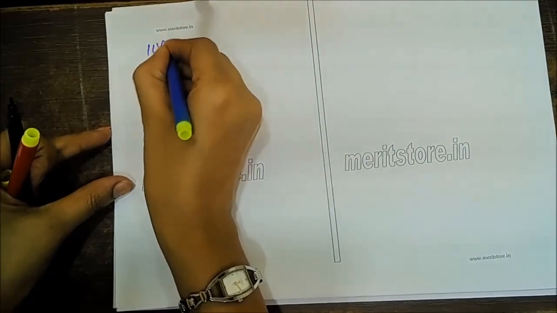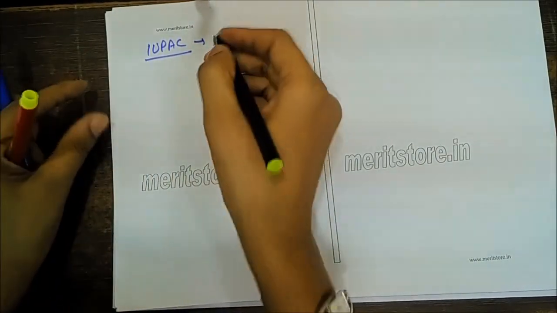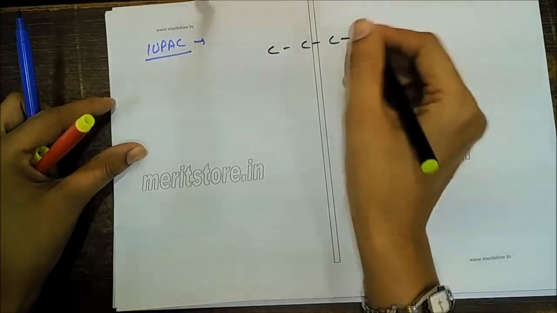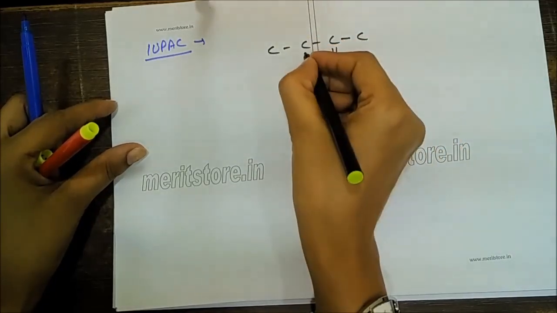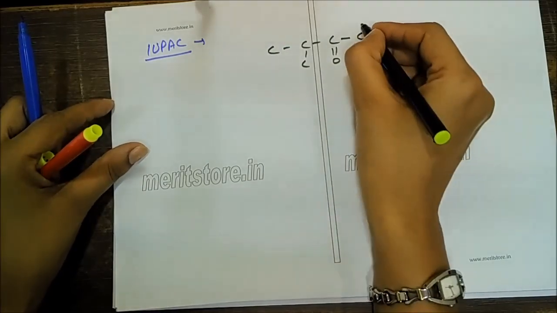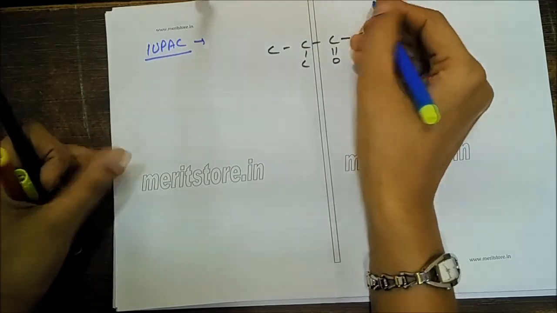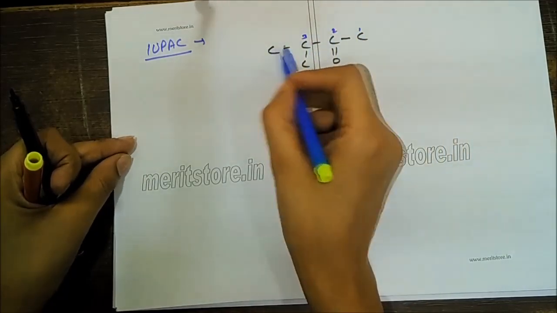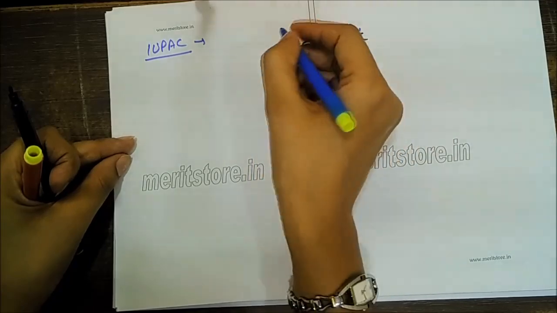IUPAC name for the ketone group. For this method, we need to take the longest chain. The longest carbon chain is selected as the parent chain. Then we number from the side where the carbonyl group gets the lowest number, so it will be numbered from this side. Here both chains have the same number of carbons, so we can select any of these, this one or this one.